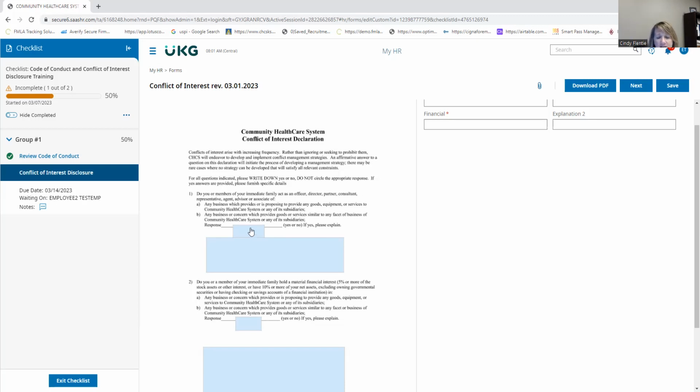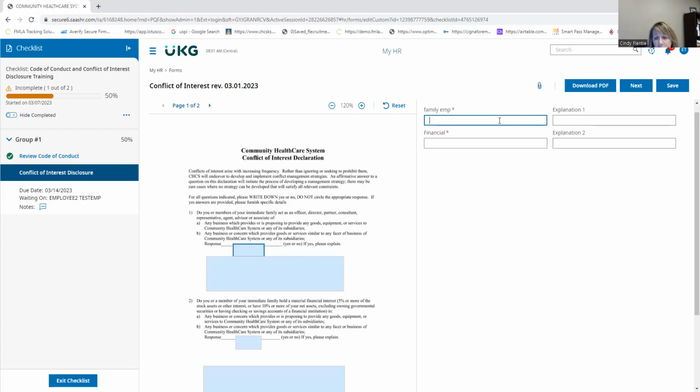For this one, he does not work there anymore, so currently I'm going to put no. However, if he still did work there, I would put yes here, and I would explain what that relationship was. But since he does not, I'm going to put no, and I can leave the explanation blank.